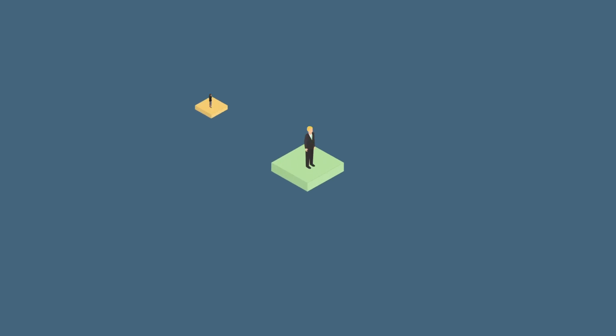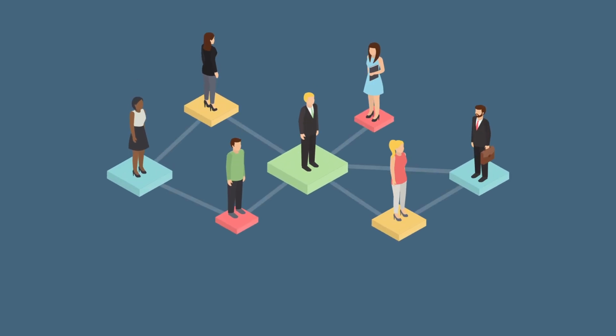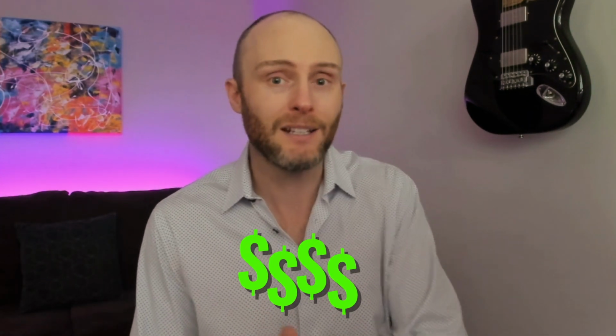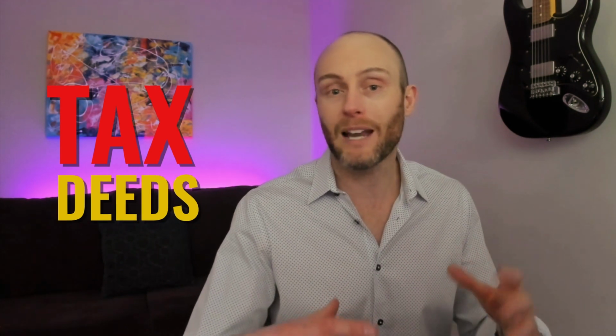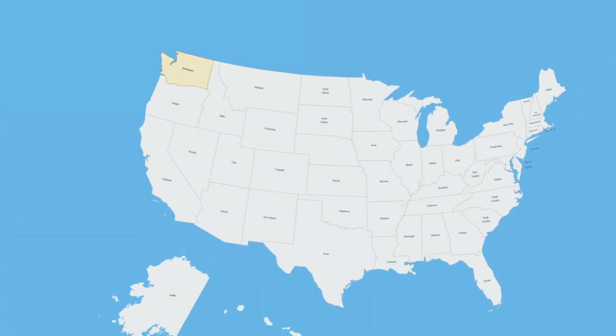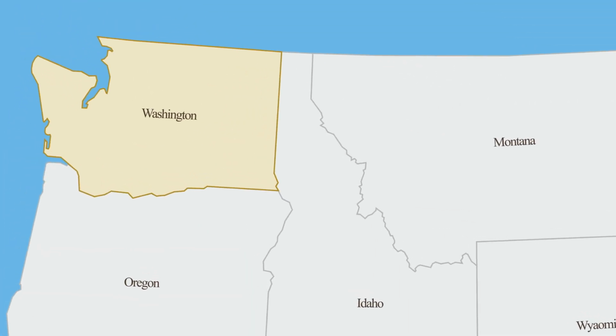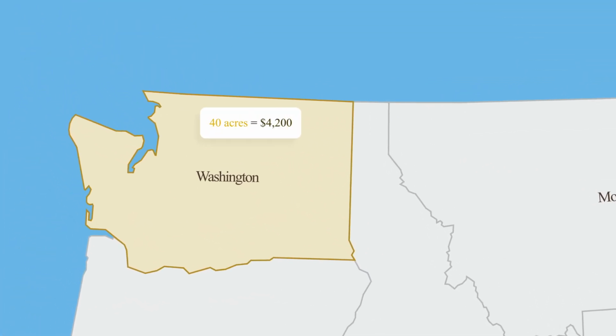If you want to get started, it's a great way to diversify. But if you're only dealing with 2, 3, 4, $5,000, then you're probably going to want to start with tax deeds, where you can actually buy the property for the back taxes. Man, I've had huge home runs with tax deed sales. One of my first deals was 40 acres of land in Washington for $4,200. And it was one of the best feelings in the world.